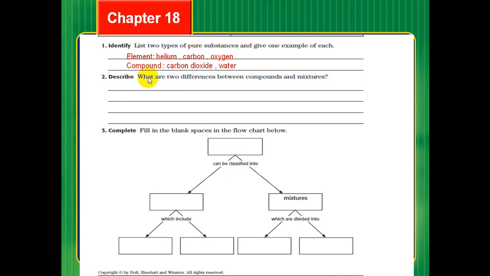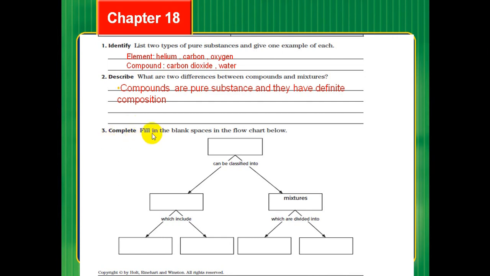Question 2. Describe two differences between compounds and mixtures. If you remember, we have main differences between compounds and mixtures. The first difference is that compounds are pure substances and mixtures are not. Compounds, as we said, are pure substances and they have definite composition. For example, when I say sodium chloride, I know that sodium chloride is made of sodium and chlorine atoms. Like water, I say that water has hydrogen and oxygen. Compounds have a fixed composition, where they have the same composition wherever they are. But mixtures are always changing and they don't have definite composition.